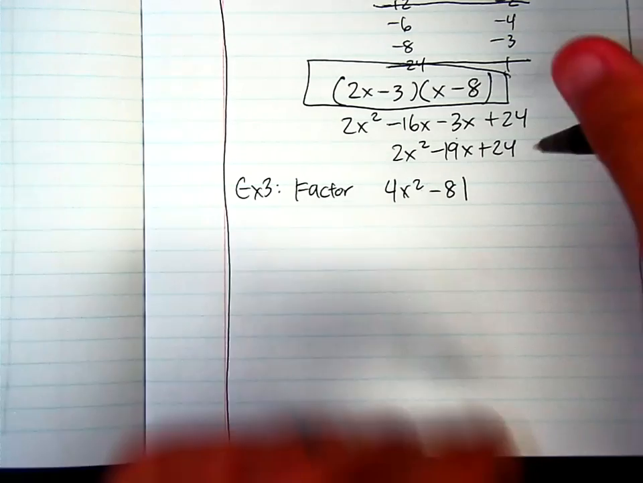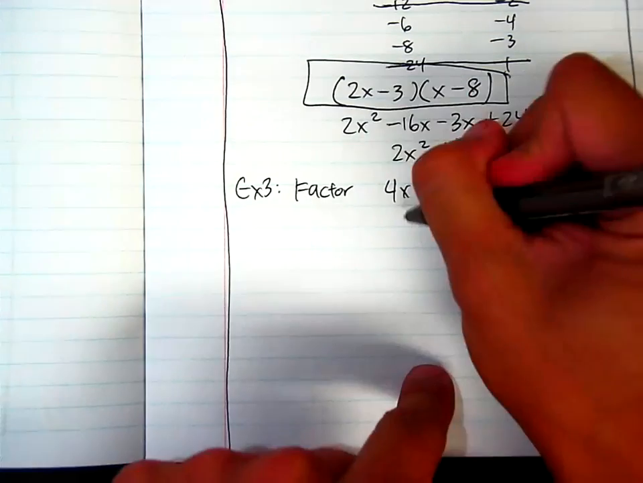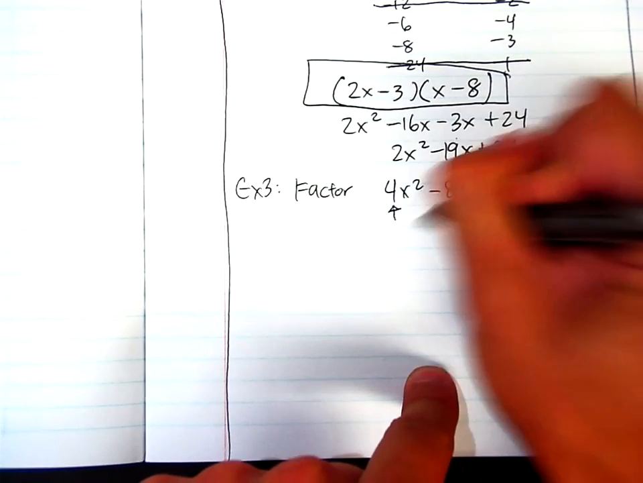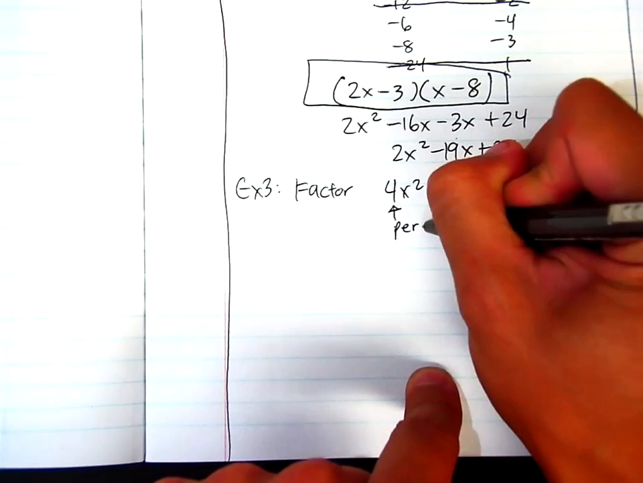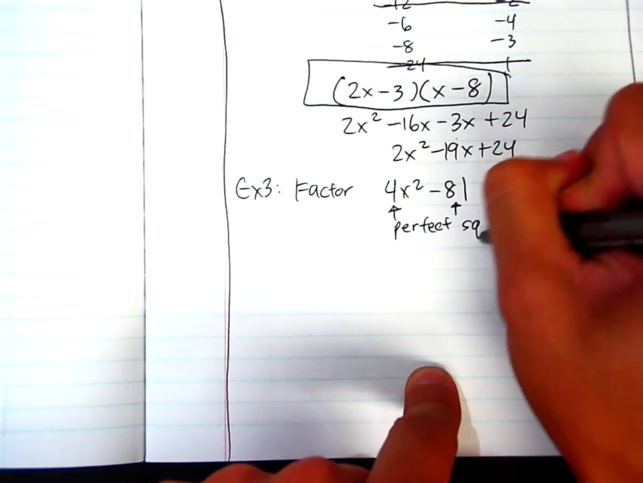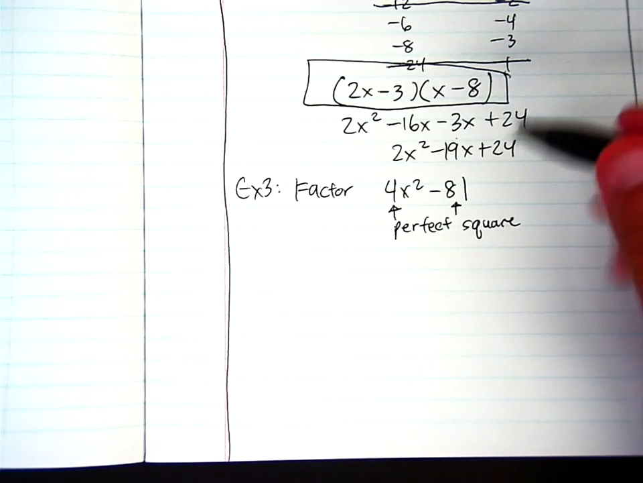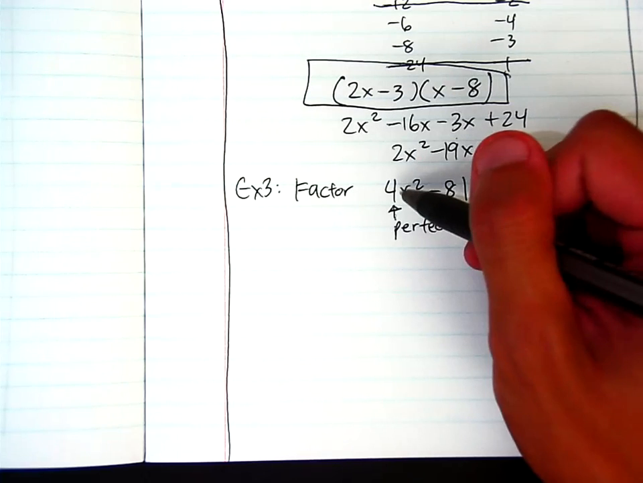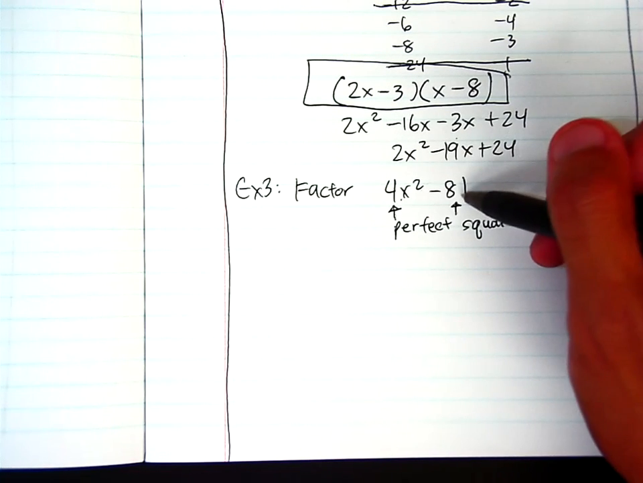So this is called a special case for a reason, because it's special. For most special cases, the ends are perfect squares. So right here is a perfect square, and right here are perfect squares. A perfect square is a number multiplied by itself that gets me the same result. For example, I know this is a perfect square because 2x times 2x is 4x squared, and I know this is a perfect square because 9 times 9 is 81.